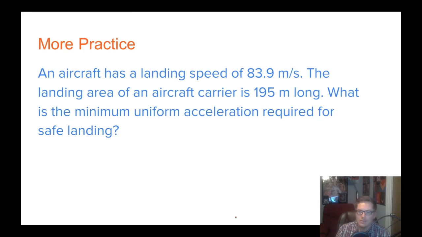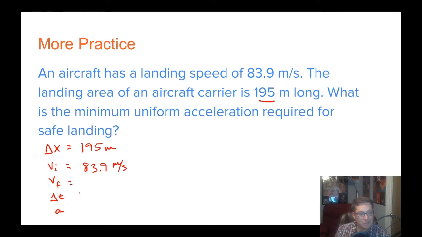All right, so write out our variables. Here we have delta x, vi, vf, delta t, and acceleration. Delta x: if we want a safe landing, that means we better stop before 195, so we'll go with 195 meters. Our vi is 83.9 meters per second, right? That's our initial.